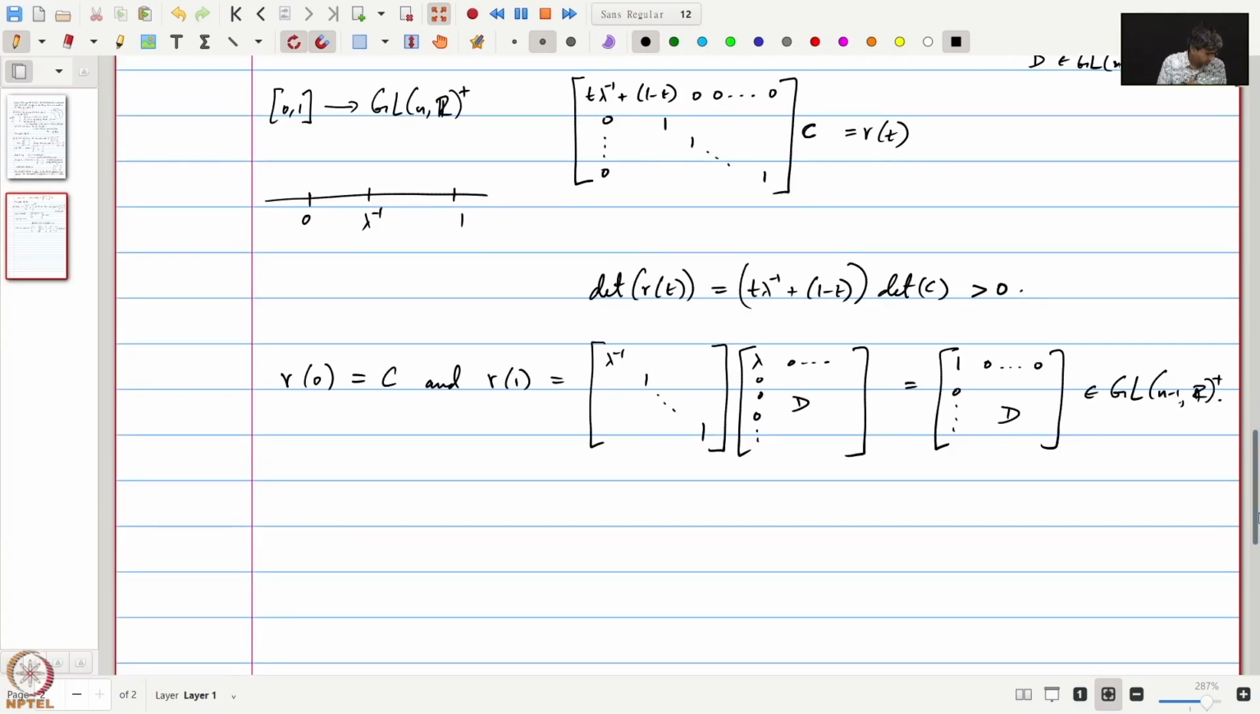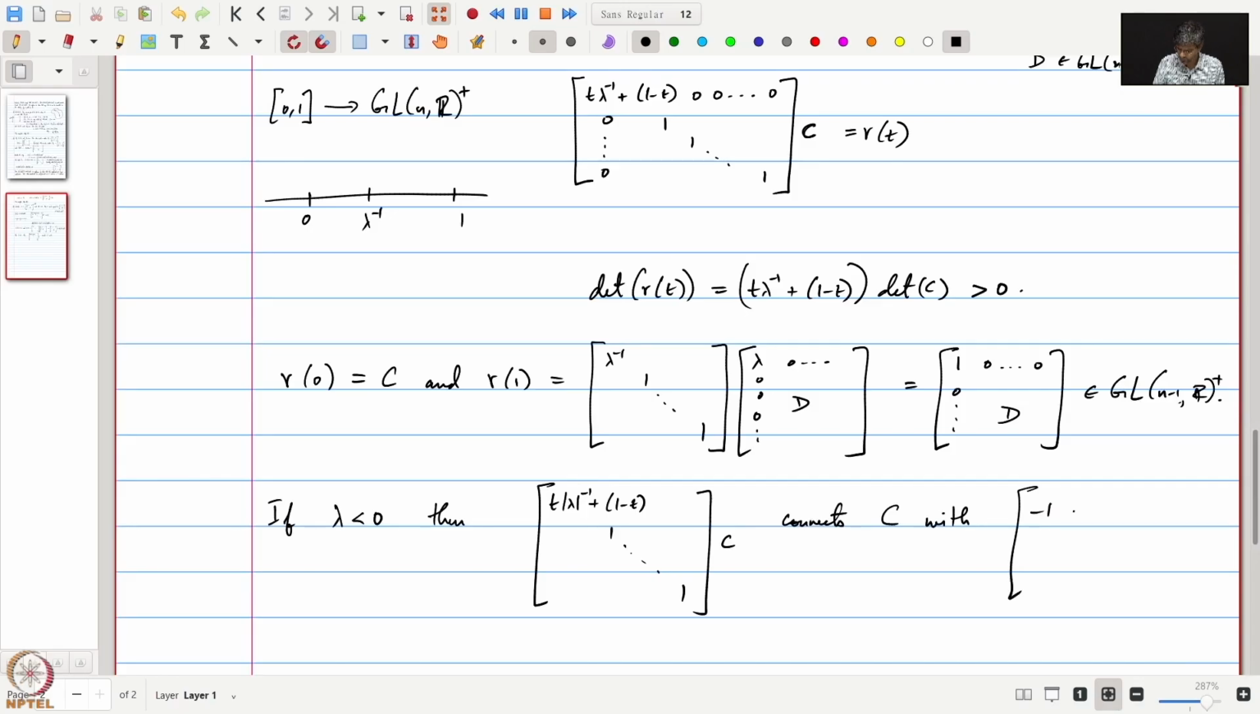Okay. So similarly, if lambda is strictly less than 0, then this path, t times mod lambda inverse plus (1 minus t) times 1, 1, times C, connects C with minus 1, a matrix of this type. Let's say some D prime.